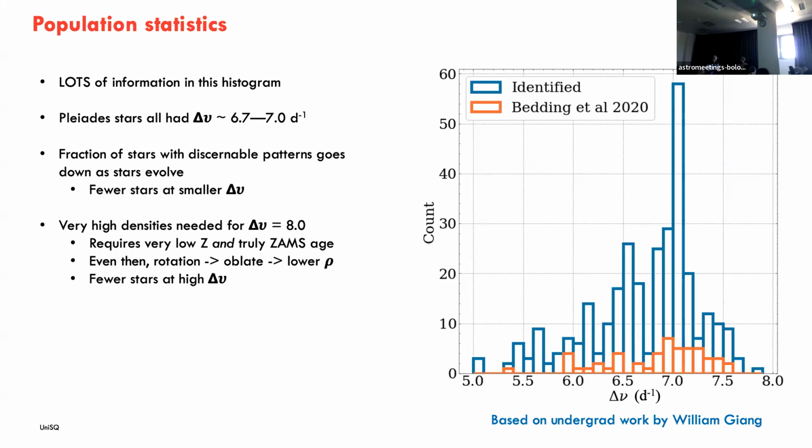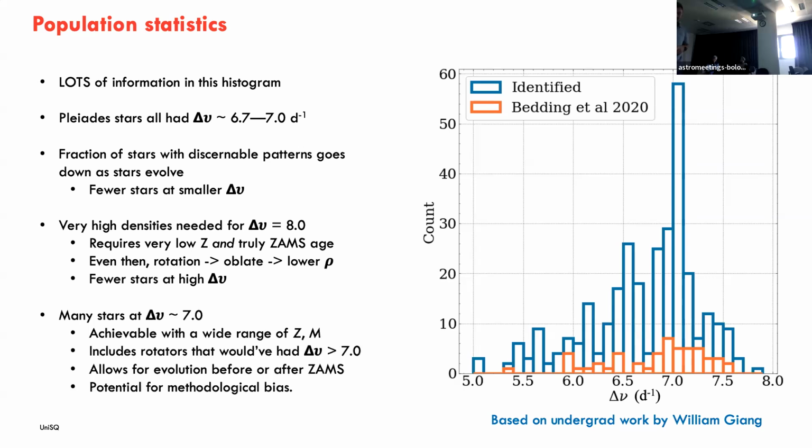Even then, if your star is rotating rapidly, that will make it oblate, it will have a lower density, and it will be found at lower values of delta nu compared to non-rotating models of the same star. So it's very hard to get very high values of delta nu, and so there are fewer stars found there. It's very easy, however, to get a delta nu of around 7. That's achievable with a wide range of metallicities and masses. We've shown that with stellar models.